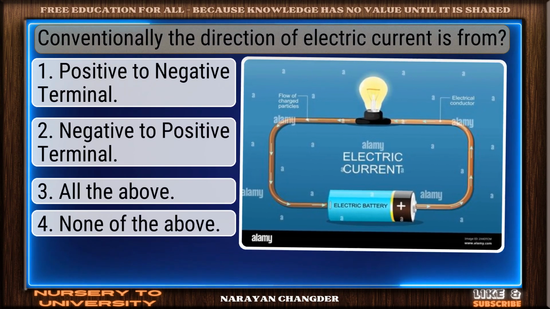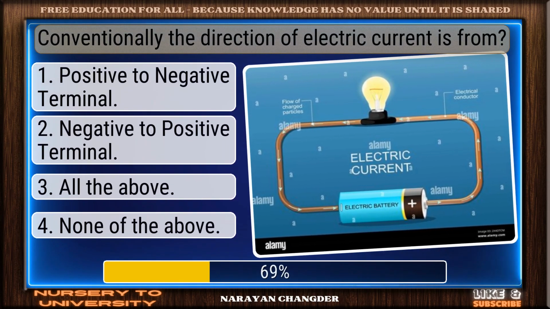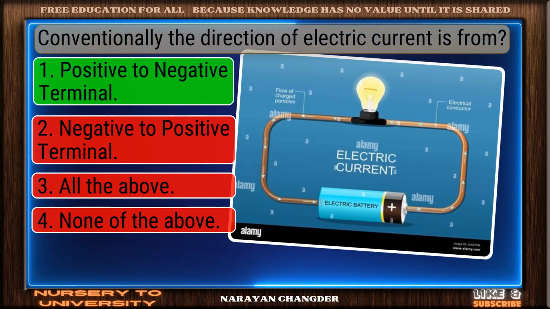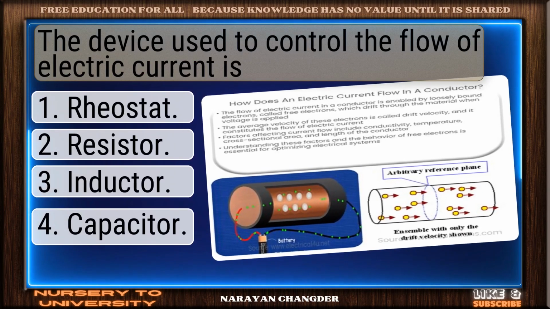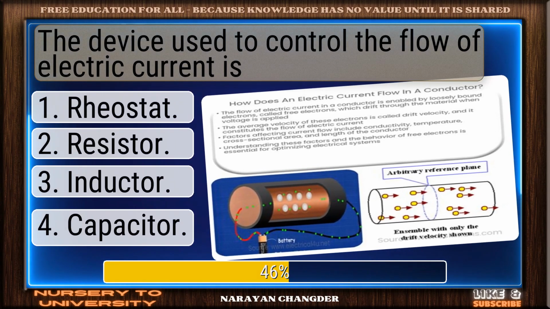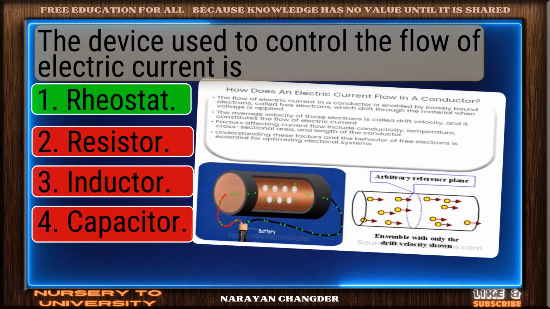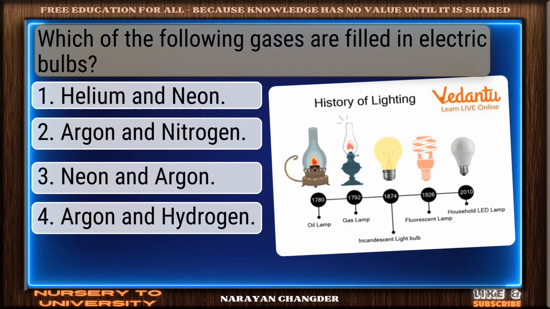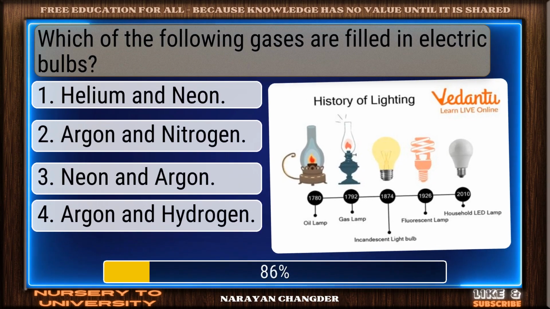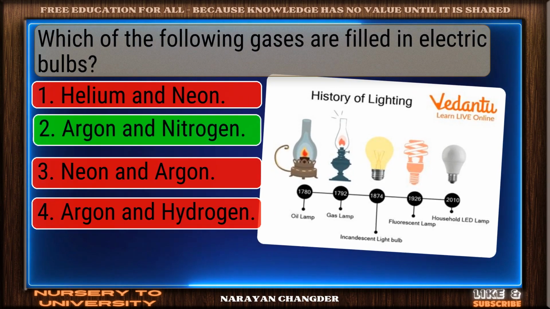Conventionally, the direction of electric current is from. Smart pick. Positive to negative terminal is correct. The device used to control the flow of electric current is. Solid response. Rheostat is valid. Which of the following gases are filled in electric bulbs? Sharp thinking. Argon and nitrogen is right.